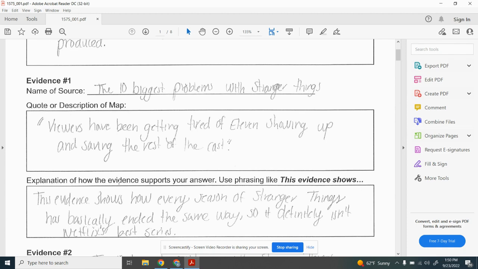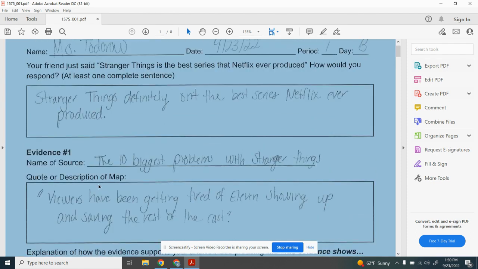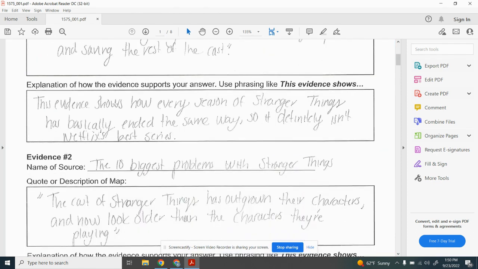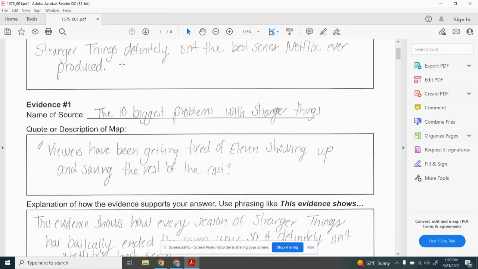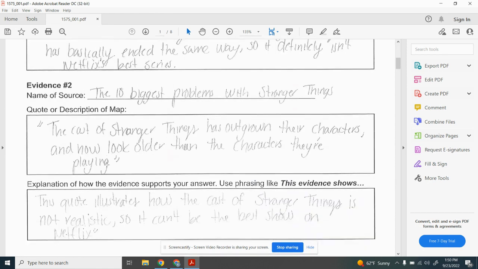Well, yeah, that sounds really boring if they have every season ending the exact same way with Eleven showing up and saving the day. So far, this quote and this explanation seems like a really quality way of backing up that Stranger Things isn't the best series. On to the next one. "The cast of Stranger Things has outgrown their characters and now look older than the characters they're playing. This quote illustrates how the cast of Stranger Things is not realistic, so it can't be the best show on Netflix." All right, so there's issues with the casting, both of which support that Stranger Things is not the best series. So far, so good.